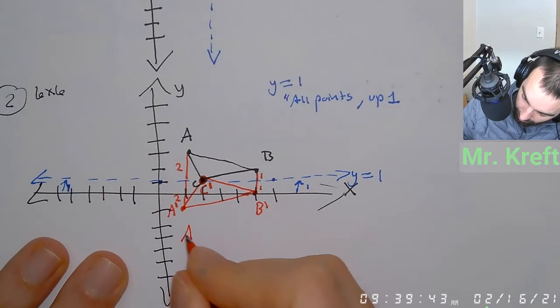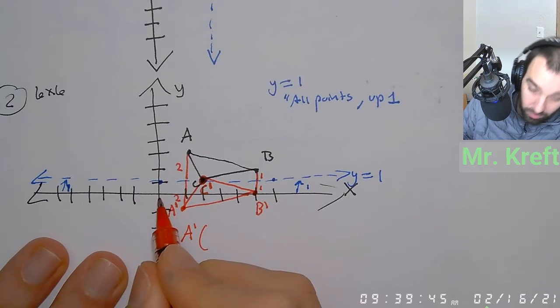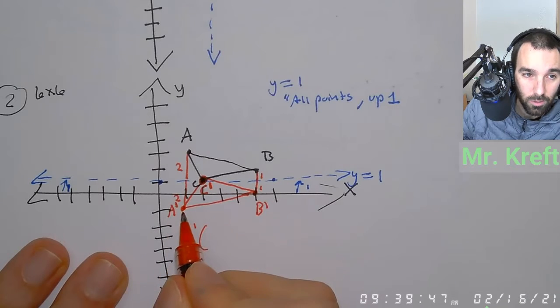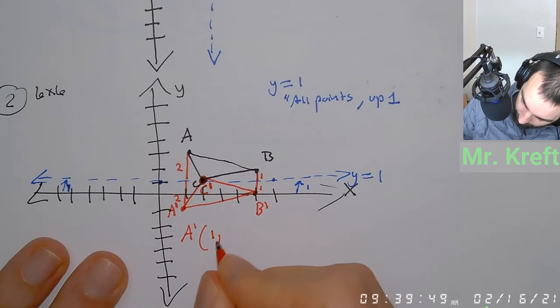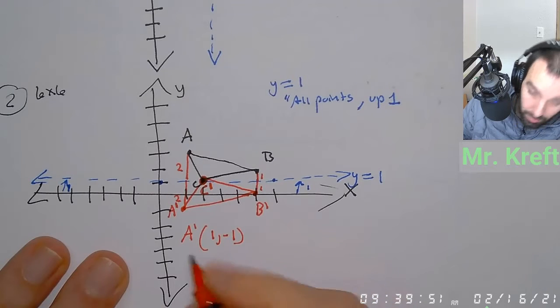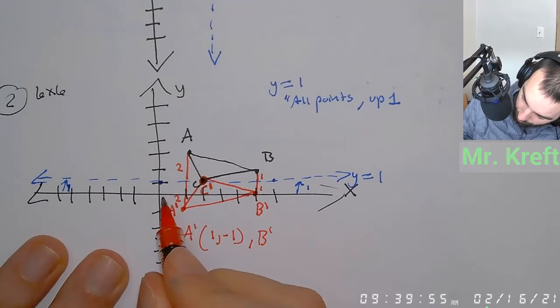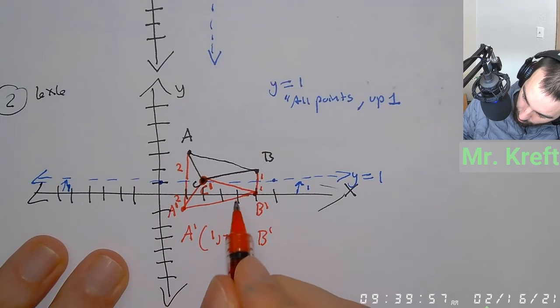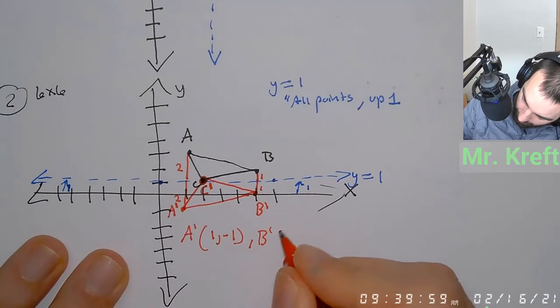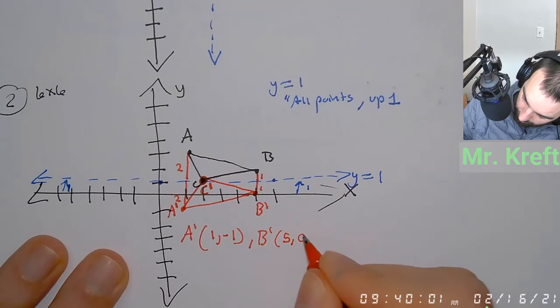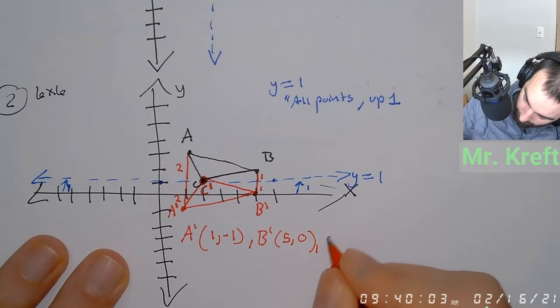And so let's write out the coordinates. My A prime is going to be to the right 1, down 1. B prime looks like it's to the right 1, 2, 3, 4, 5, and it's down or up nothing. And then C prime, it's going to be to the right 2, up 1.